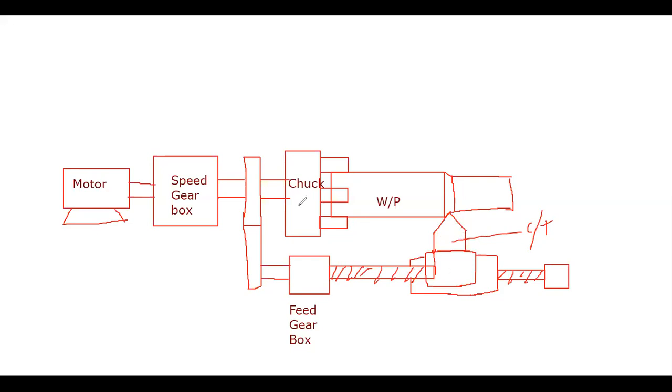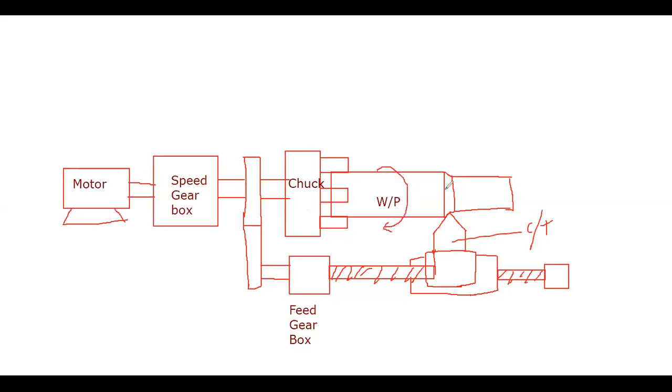I'm going to summarize these portions. If we see this entire construction, at first there is a motor held in our headstock. Through this motor, one shaft is connected to the gearbox, which is also held in the headstock. This gearbox takes power from the motor through this shaft, and through this gearbox the chuck is rotated. In this chuck we are holding our workpiece, and this will also rotate.